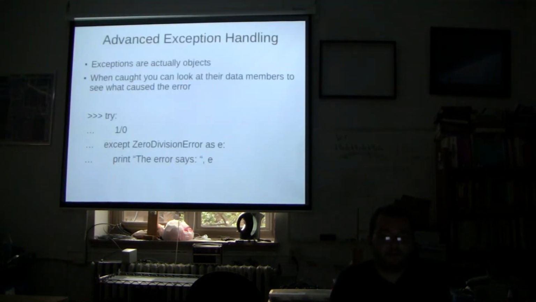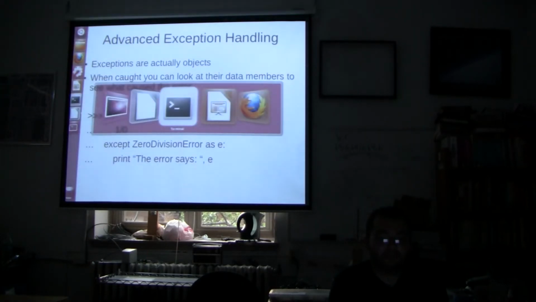Awesome. So, advanced exception handling. Exceptions are all objects, and these objects have data members contained within them. So when you catch an exception, you can actually query it for more information about what's going on within your error. To do that, you store it as a variable using the as keyword. In this example, we have an except ZeroDivisionError as e, and e is an object that we can print and look at to try and figure out what's going on.